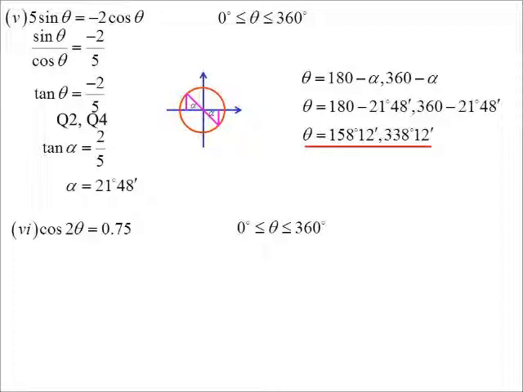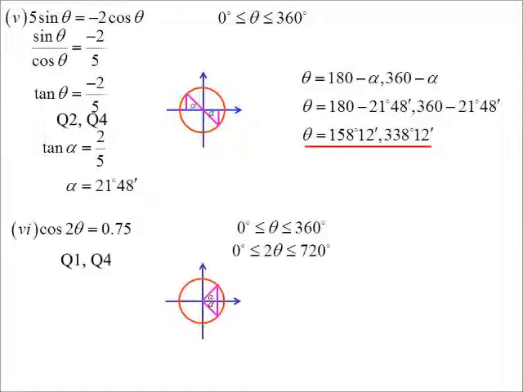The domain's between 0 and 360. Well, if I'm finding values for 2 theta, I've got to go further. Because if theta's going between 0 and 360, then 2 theta must go between 0 and 720. I've got to go around the circle twice. I want all the answers going around the circle twice.